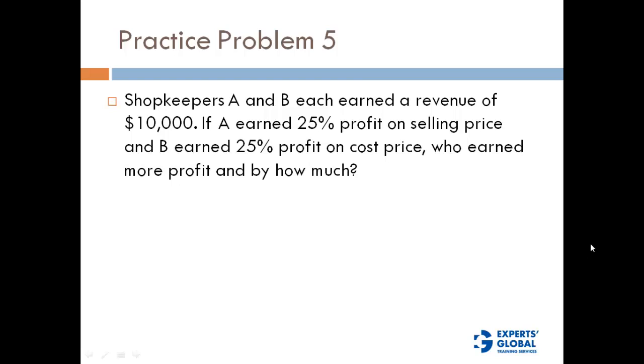Let's look at this one now. Shopkeepers A and B each earned a revenue of $10,000. If A earned 25% profit on selling price and B earned 25% profit on cost price, who earned more profit and by how much?